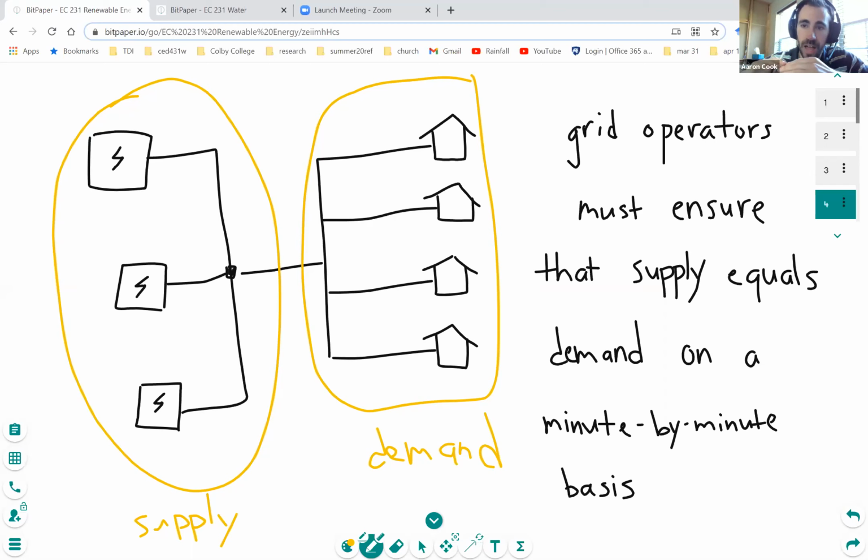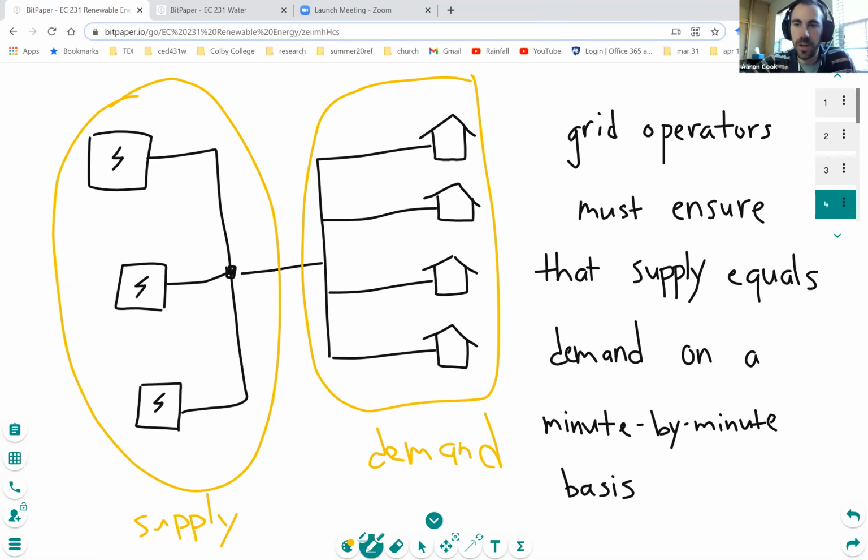If the supply gets too high relative to demand, you get surges and you start to blow things up. And so the operators of these electricity grids have to be managing supply and demand on almost a continuous basis, minute by minute.